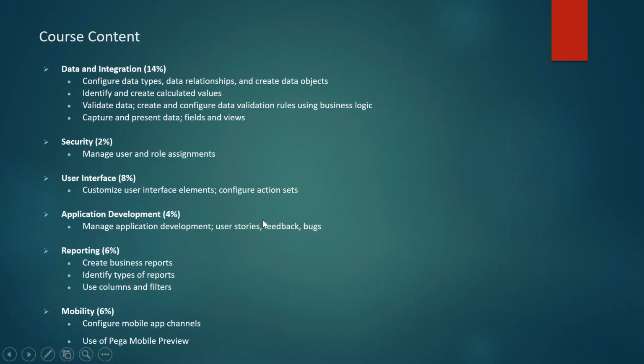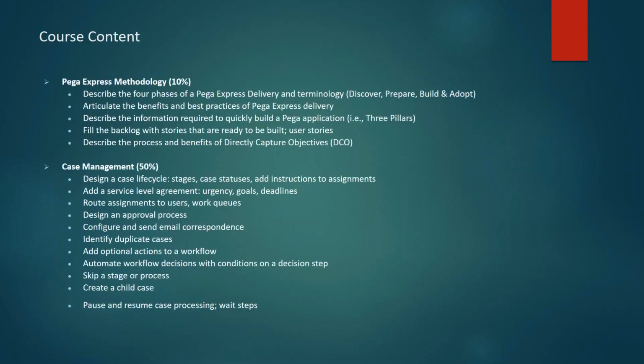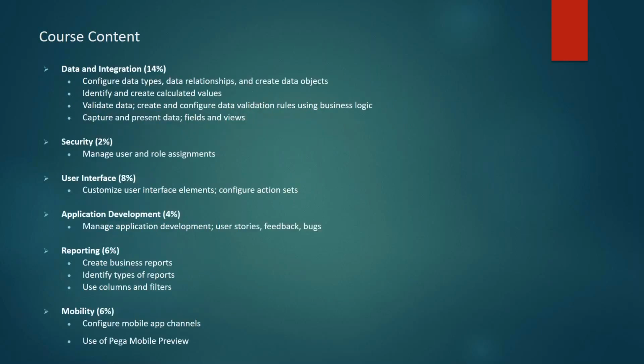Then there is mobility: how the mobile app channels work and the use of Pega Mobile Preview, how this Pega application can be used in the mobile view or from the mobile channel, right? So that will also be discussed over here. So these are the overall course contents. There are a lot of things, but this is the overall high level of what we need to look into for the certification.